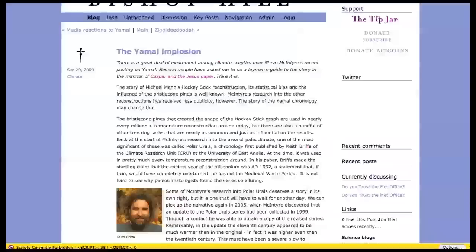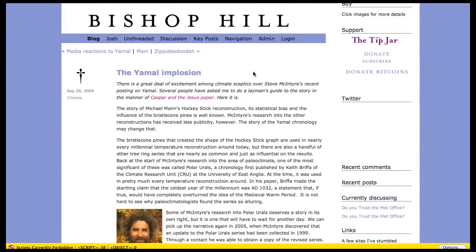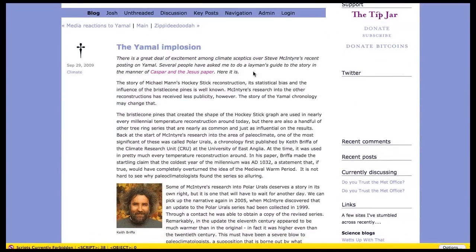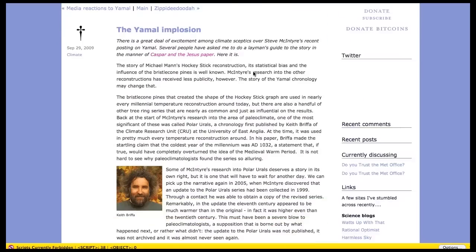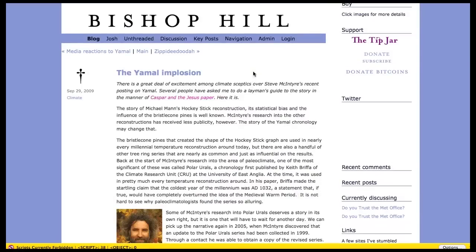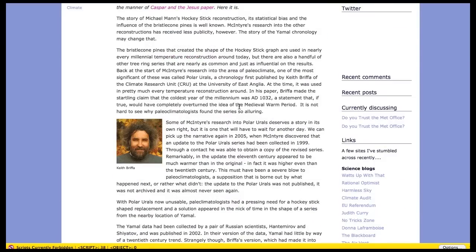And it's, again, the treemometer issue is an entire field of study in itself, literally, but just to give you a taste of that, I'll put in this article about the Yamal implosion, talking about how some of these temperature reconstructions relied on a series of tree rings known as the polar Urals, but there was an update to those polar Ural tree rings in 1999, and that update showed that the 11th century was much warmer than it was in the original series when it was originally run. In fact, higher even than in the 20th century.